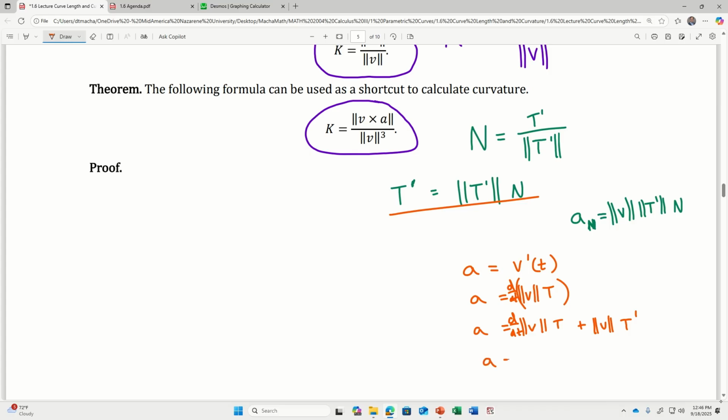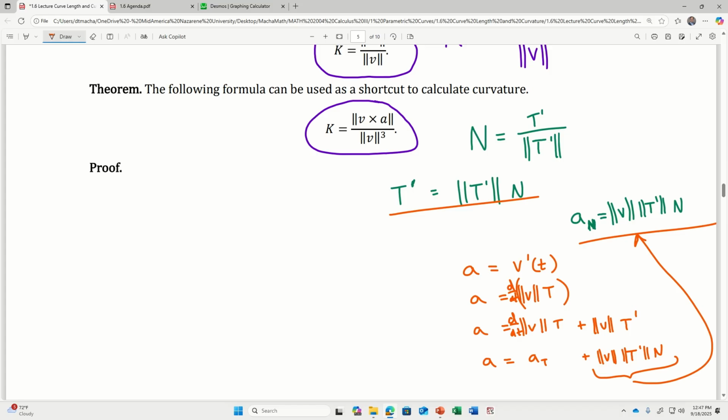So that's the tangential component, and then the normal component was the speed times the norm of T prime times N. Okay, and that's the normal component. Very good. So I did remember it right. I just had to jog my memory a little bit.